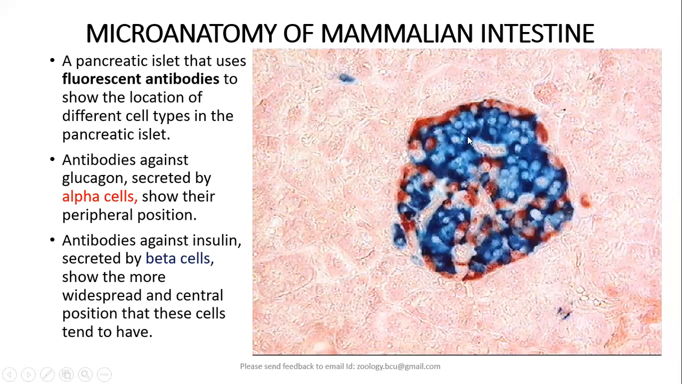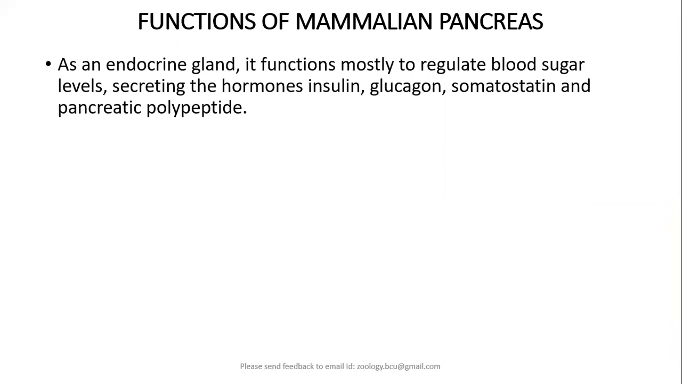Similarly, antibodies against insulin are also used to treat the pancreatic section. Just because the beta cells secrete insulin, the antibodies will go and bind to the beta cells of the islets of Langerhans. And as you see here, the blue color cells indicate the beta cells, and they are more in number, widespread, and usually centrally located. So with that, we have completed the histological details or microanatomy of the pancreas.